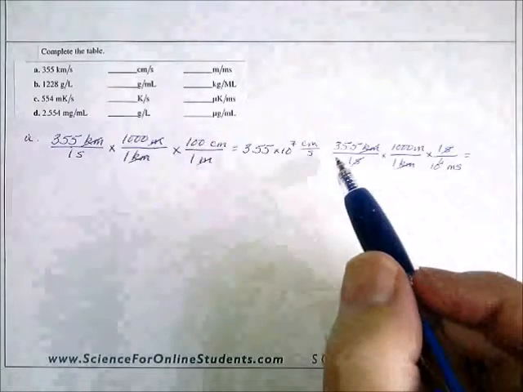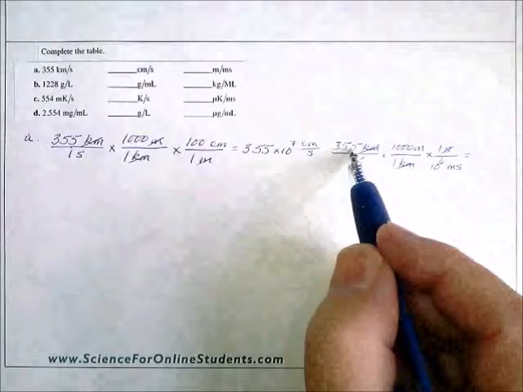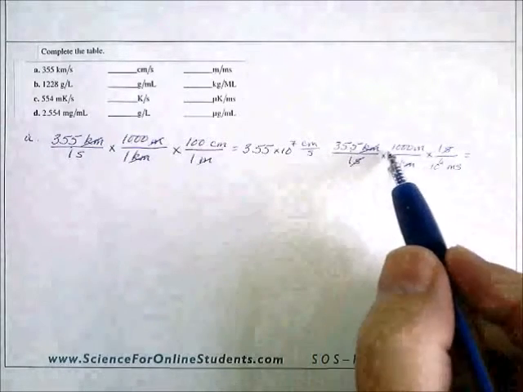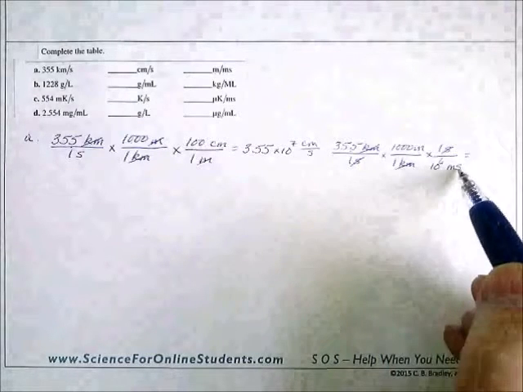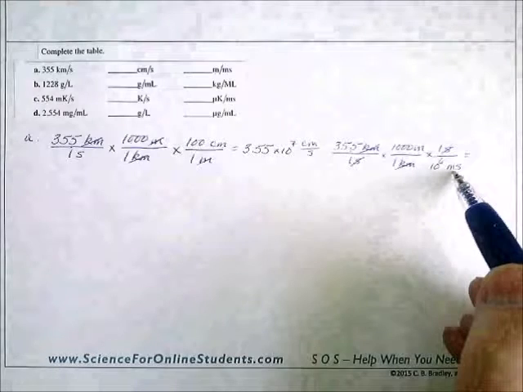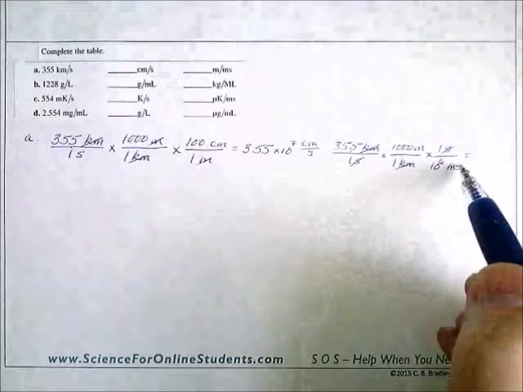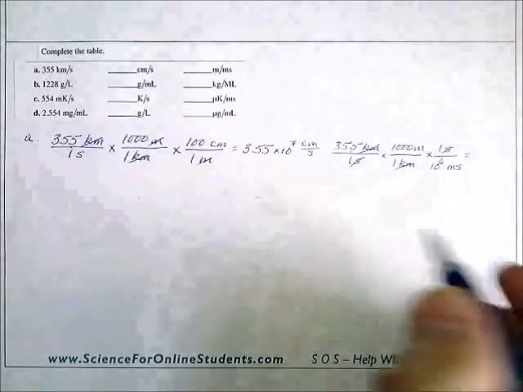So we'll have 3.55 times 10 to the second times 10 to the third, so that gives us 3.55 times 10 to the 5th, and we're going to divide it by 10 to the 6th, so that will give us 3.55 times 10 to the minus 1 meters per millisecond.